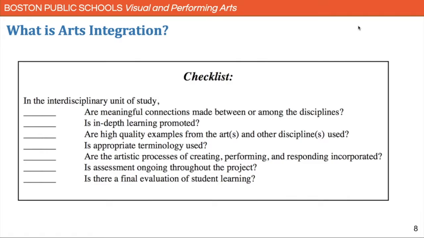This is an awesome checklist if you do find yourself working with other teachers and planning an arts integrated unit. You can ask yourself these questions. Are meaningful connections made between or among the disciplines? Meaningful connections. Is in-depth learning promoted? Are high-quality examples from the arts and other disciplines used? Is appropriate terminology used? Are the artistic processes of creating, performing, and responding incorporated? Is assessment ongoing throughout the project? And is there a final evaluation of student learning?